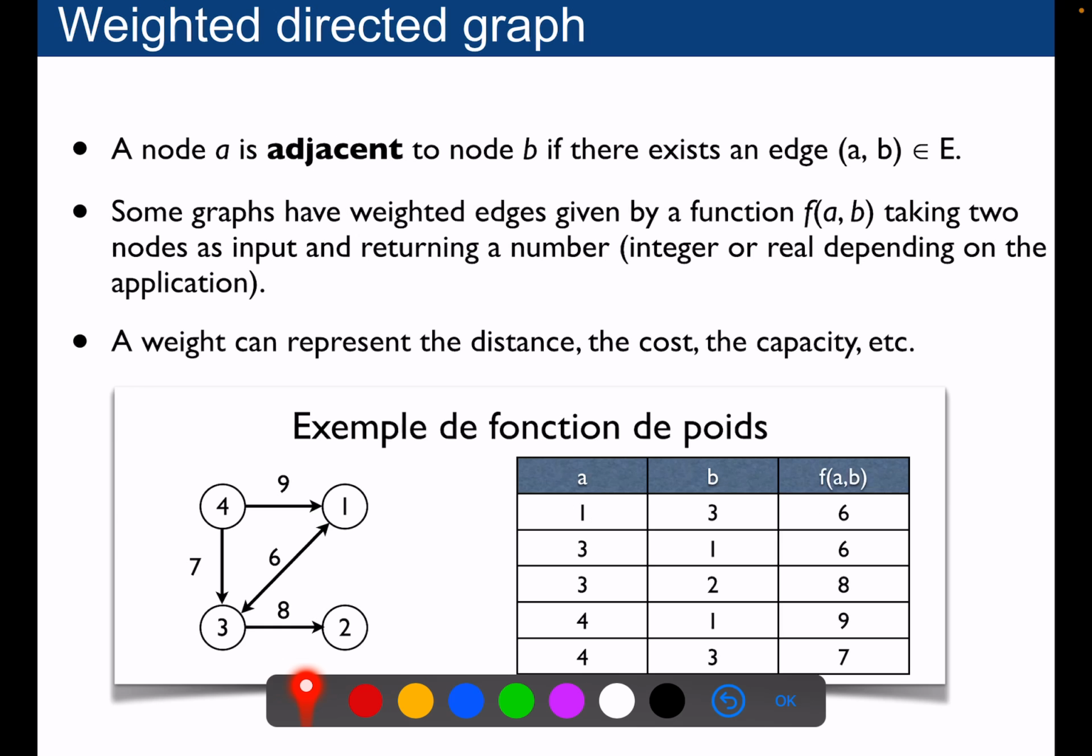You might also have weighted directed graphs, and in addition to the edges, you can also find weights on the edges here. Okay, and so for every edge, you have a function f that gives you the cost of using the edge represented here. For instance, from 1 to 3, or from 3 to 1, you pay 6. From 4 to 1, you pay 9. Okay, it can represent the distance. It really depends on the application. It can represent distance, cost, capacity, or whatever.